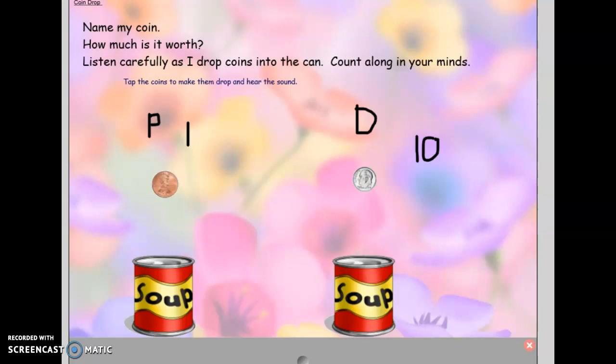Okay, so what I'm going to do is click the coins, and when I click it, it's going to fall into the soup can. And when it falls into the can, I want you to be counting out loud. So I'm not going to count with you, except for every once in a while to make sure you're on track. So make sure you are counting out loud at home, because at the end I'm going to ask you how many it was. All right, so we're going to start with the pennies. You ready to count? Let's go.